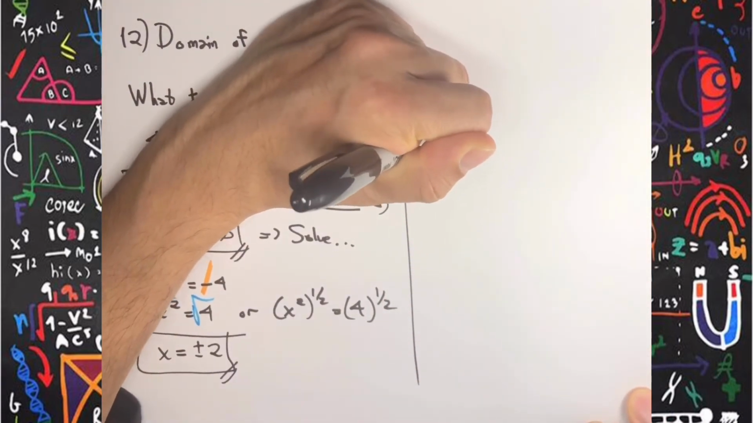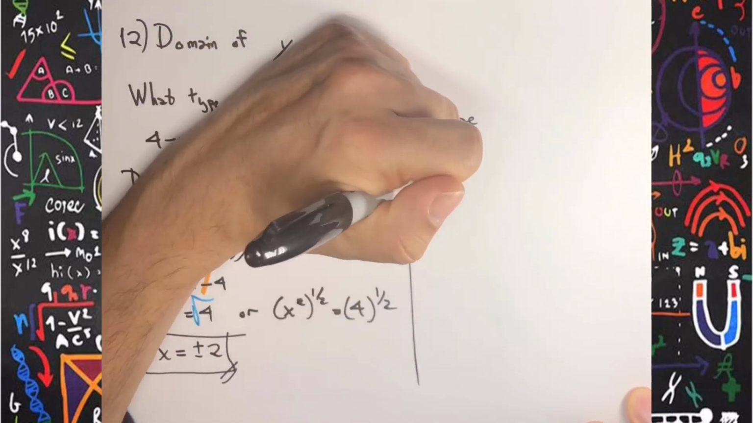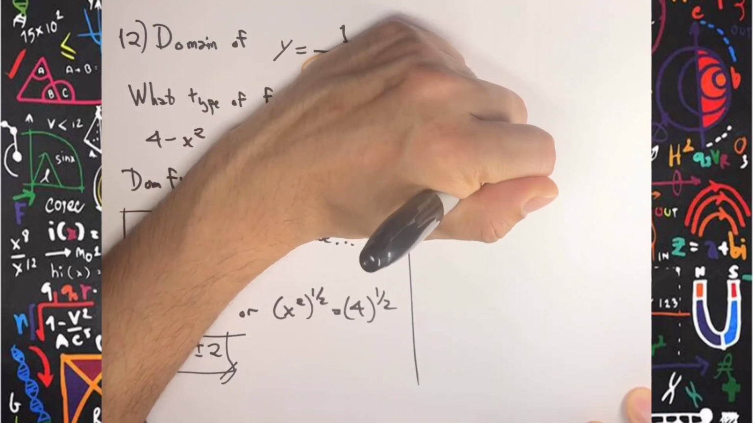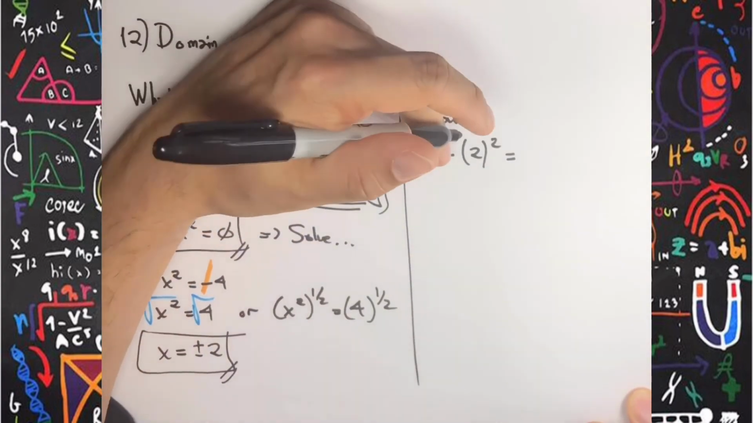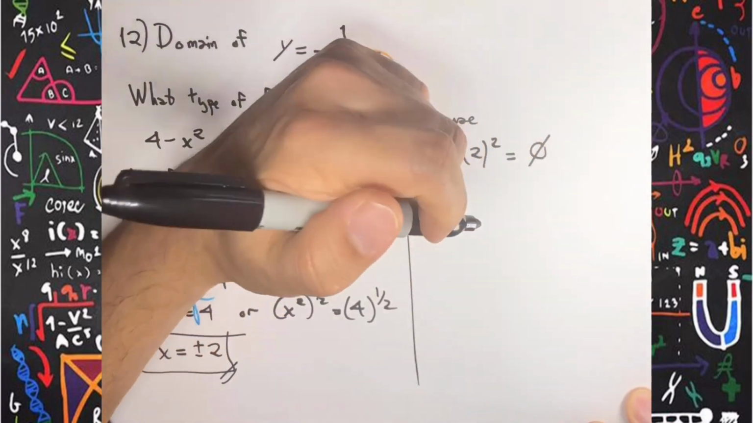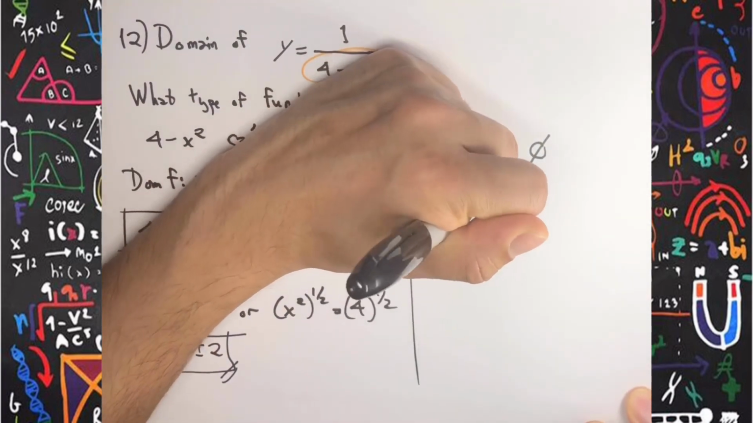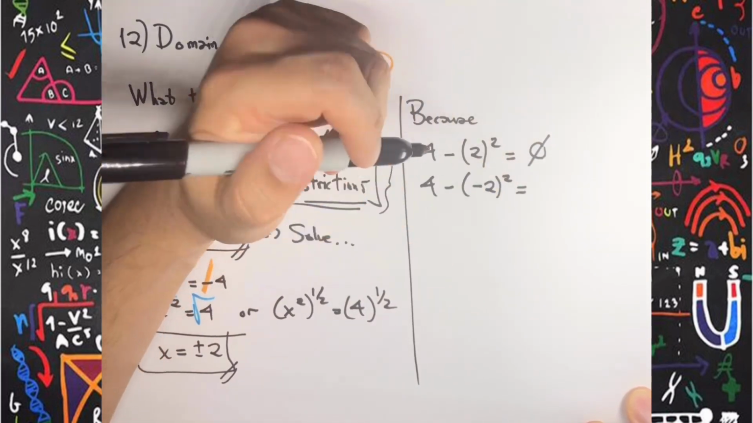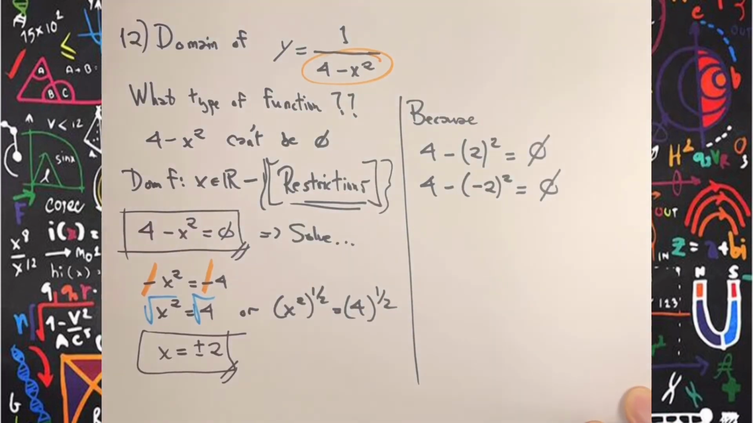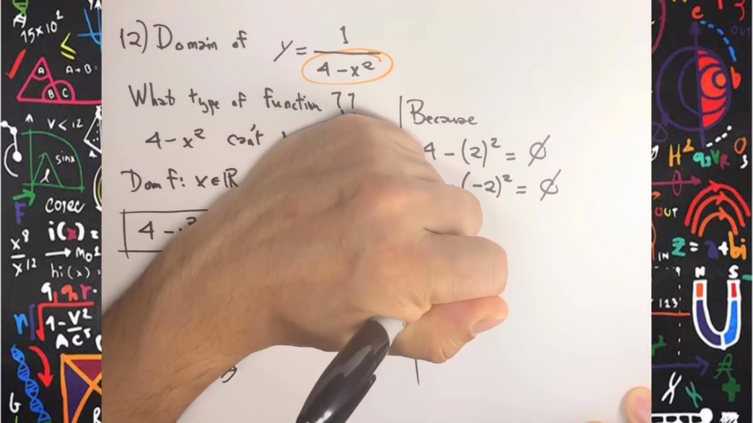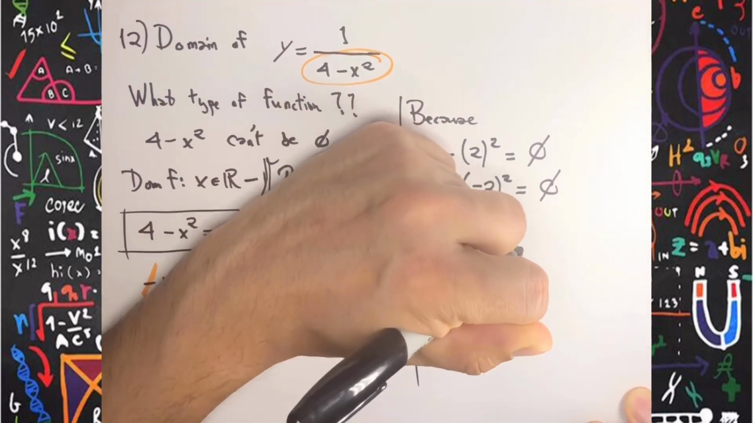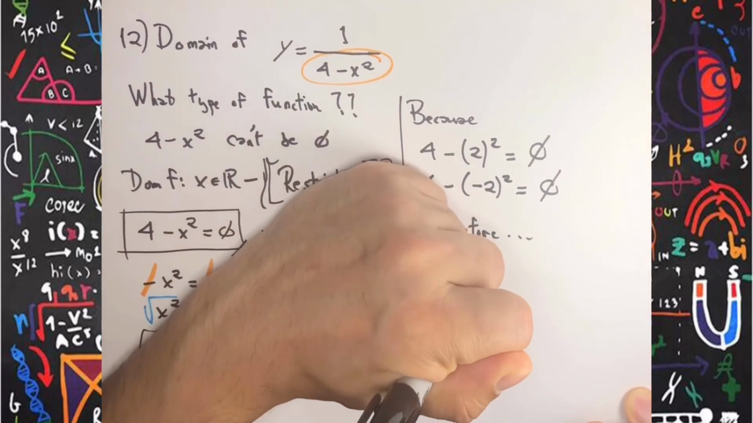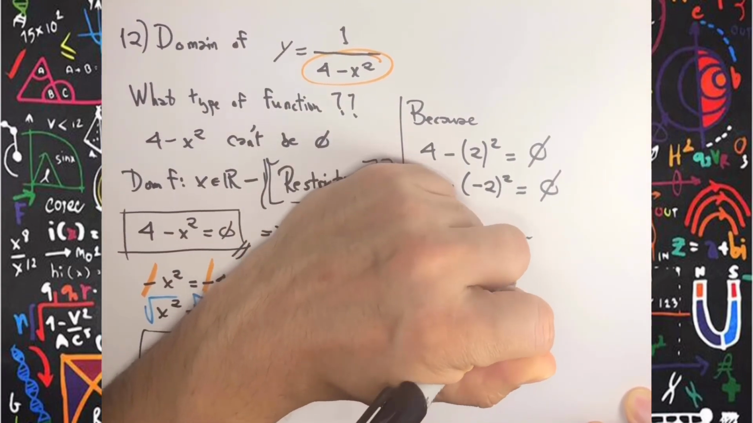And we can confirm this by inputting the solutions into the equation. How? Well, easy. 4 minus 2 squared is going to be equal to 0, and 4 minus (minus 2) squared is also going to be equal to 0. Why? Because 2 squared is 4, and minus 2 squared is also 4. Therefore, those two are the restrictions.